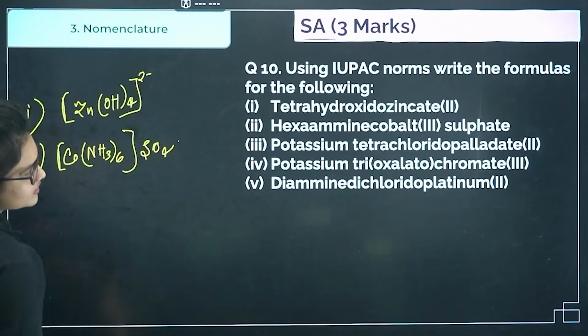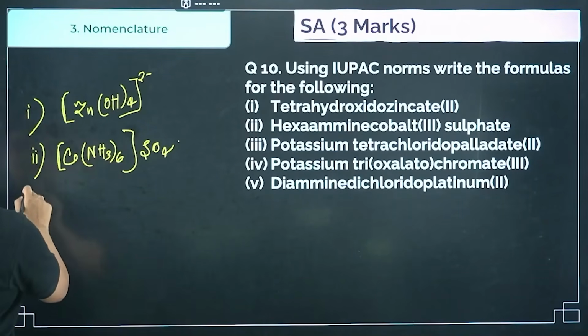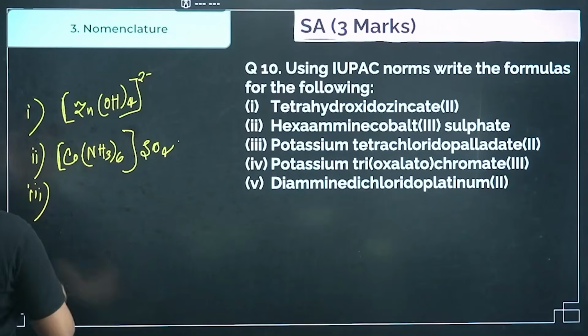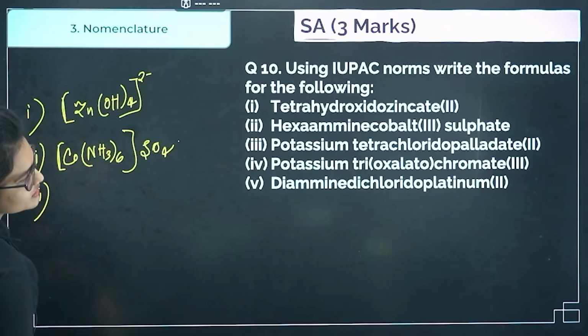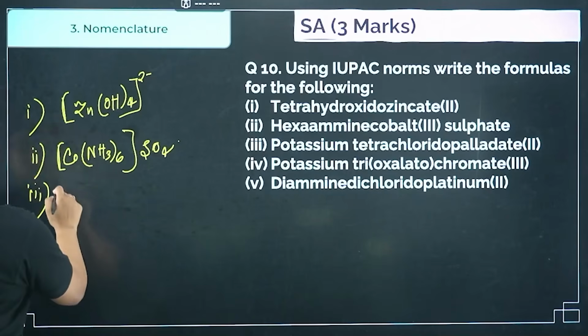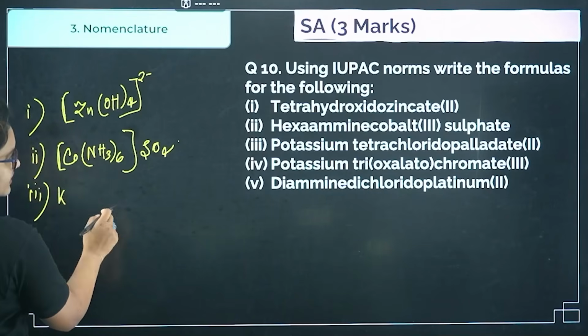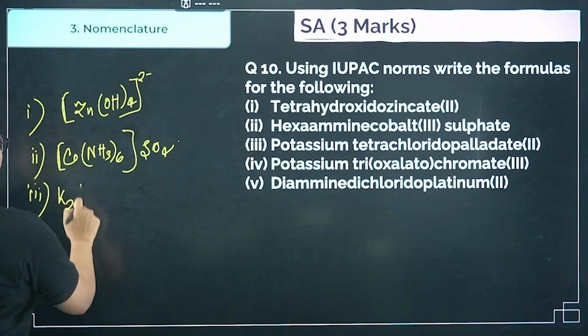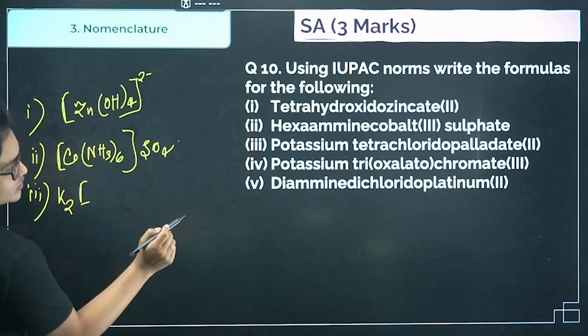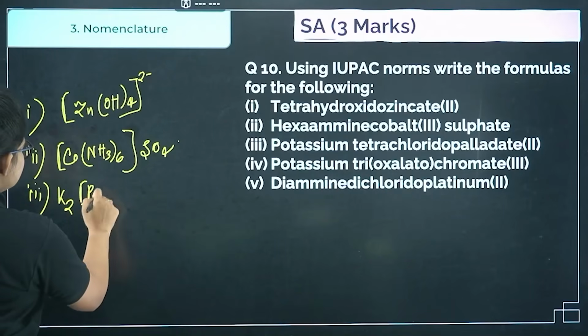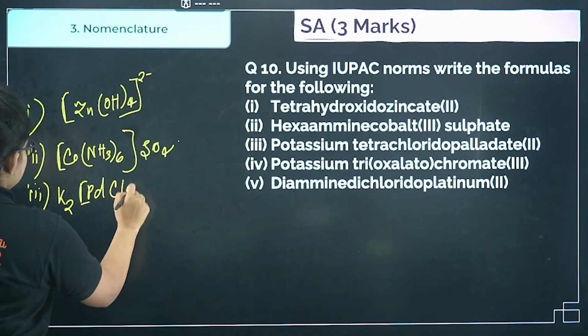Okay, let's proceed with the third one, that is potassium tetrachloridopalladate(II). Potassium is the cation here, so K2, tetrachloridopalladate, so Pd with 4 Cl.